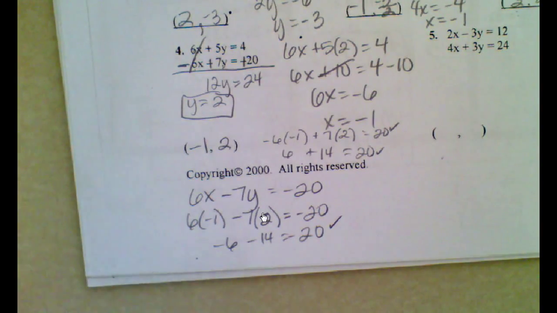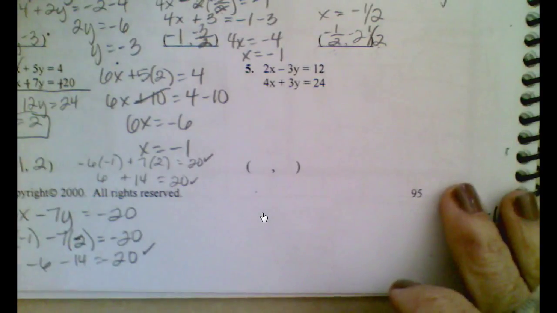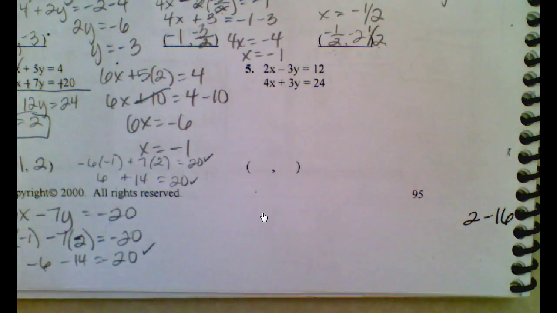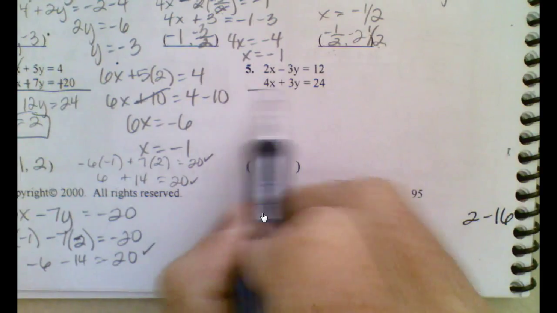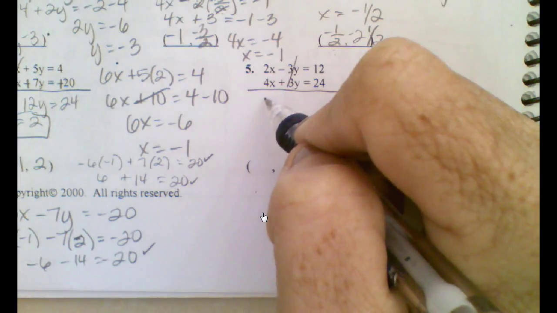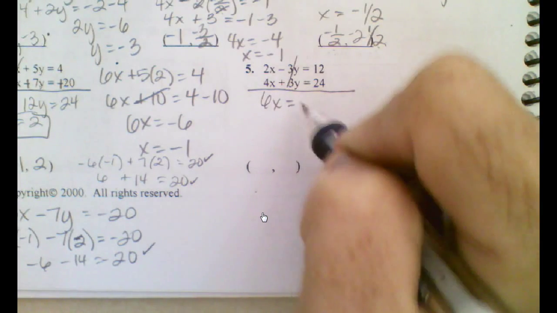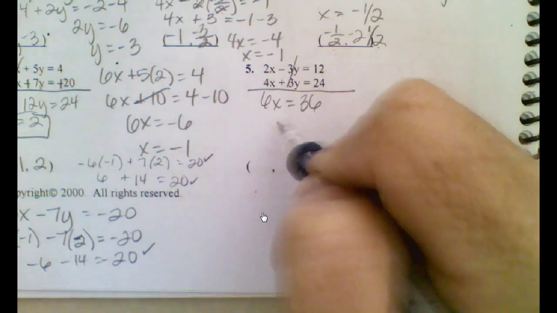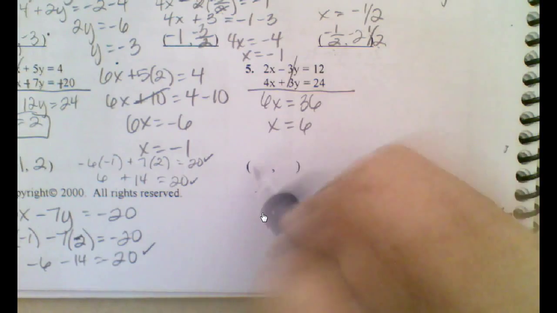Yep. Okay, last one, Emilio. So are your x and y terms lined up? Do you have a variable that cancels? Which one? Negative 3y and positive 3y, good. So now what do you have left? 6x equals 36, so x equals 6, good.